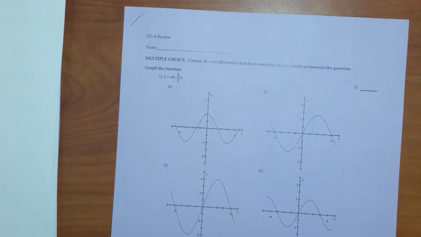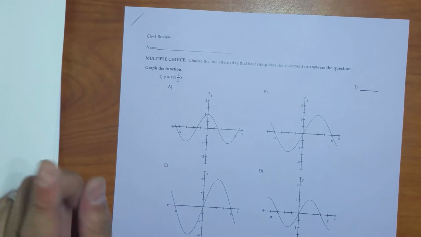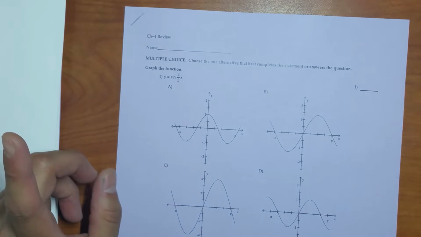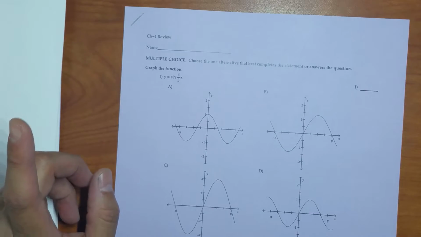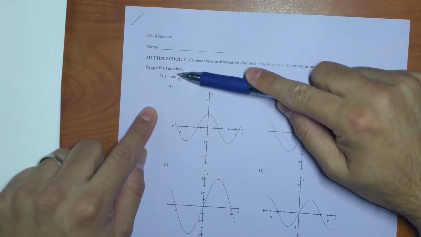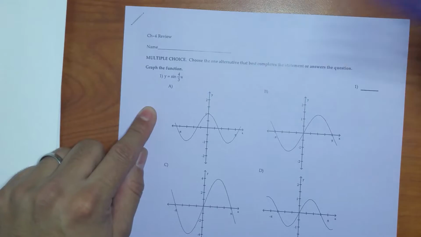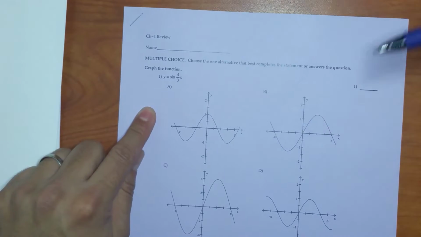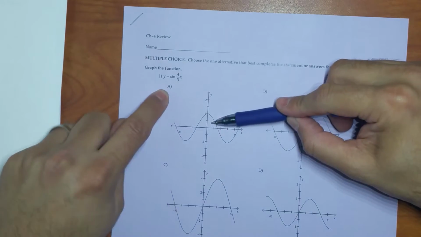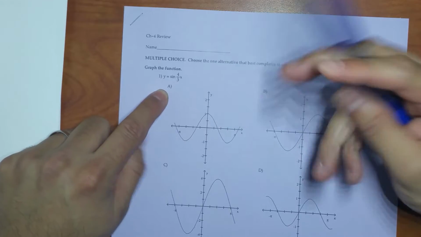On number 1, what's the amplitude? 1. Okay, right? Now, is there any phase shift? No. Okay, so now, where does sine always start? 0. Okay, so now we know 3 things. There's no phase shift, the amplitude is 1, and sine always starts at 0. So, can this one be correct? No.